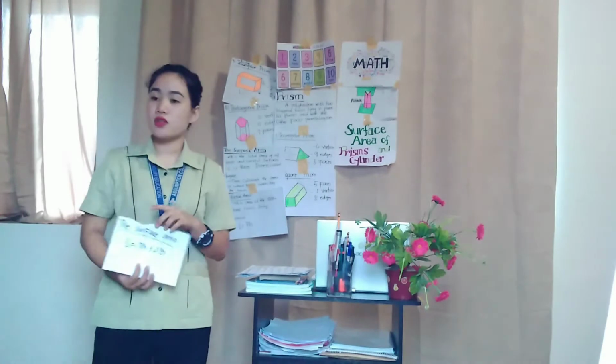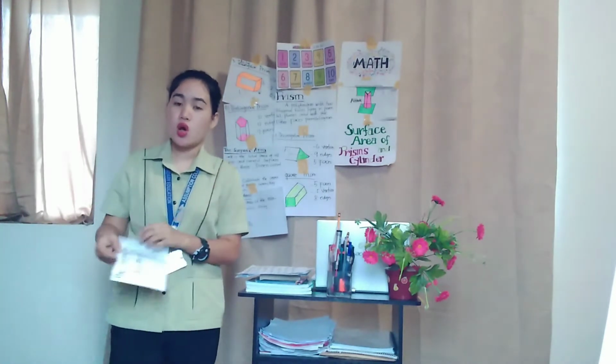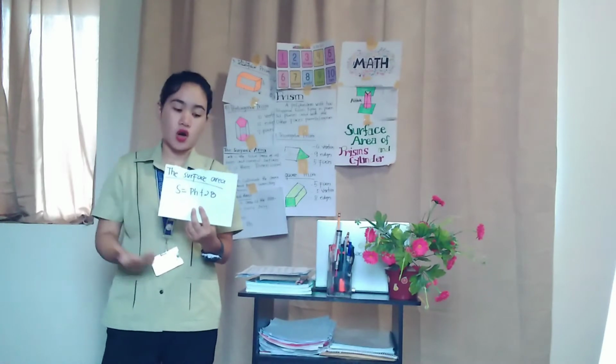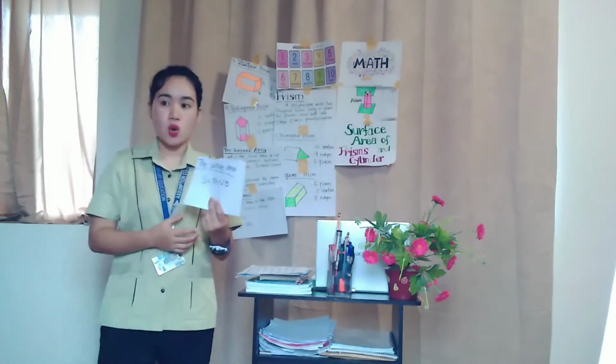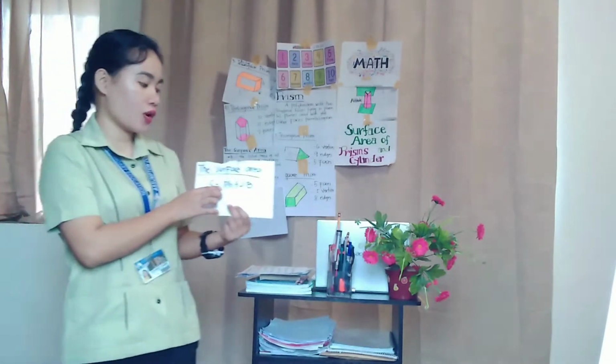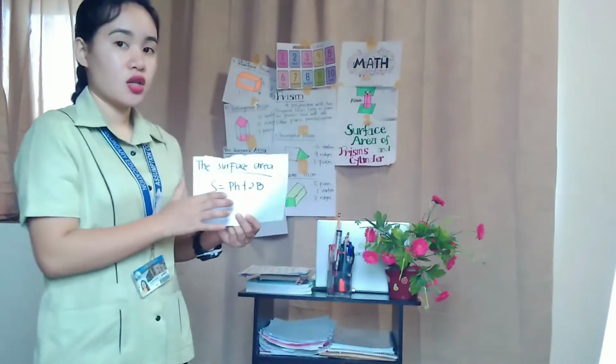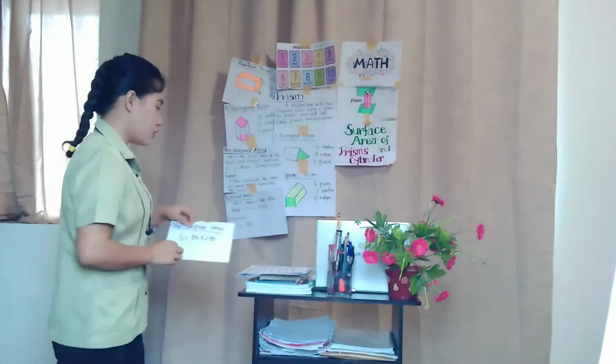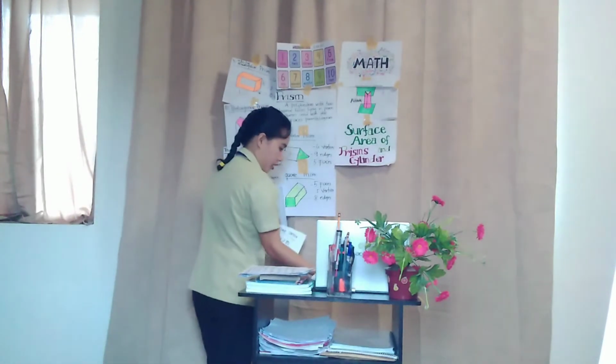Next, we are going to learn how to solve the surface area of a right prism, which is the lateral area, L, and the base area, B. So we have surface area equals PH plus 2B. This is the formula of surface area.